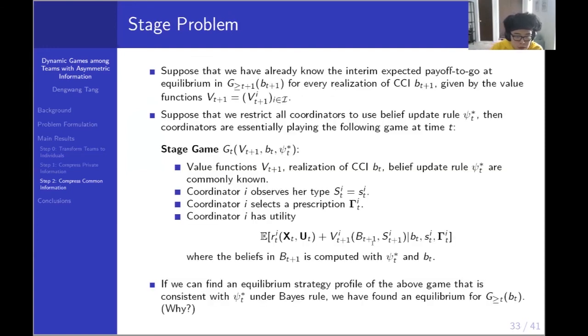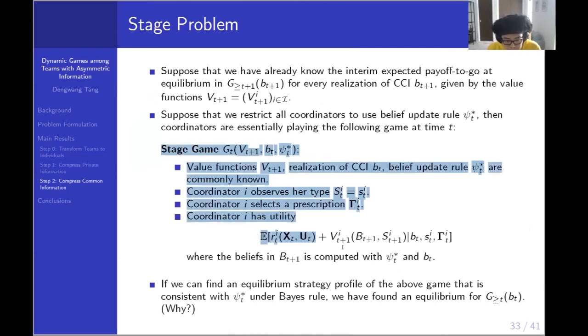So let me wrap around this again. Suppose that we have solved the game problem at t plus 1. Then we want to solve it at time t. How do we do that? We don't just solve a game, we solve a stage problem. This stage problem is made up of two intertwined parts. One is the stage game. Another part is the consistency requirement.